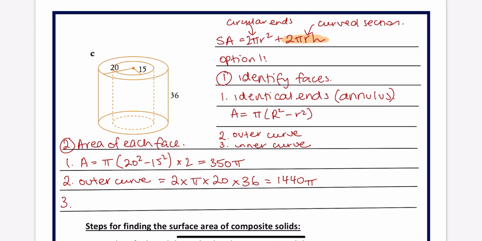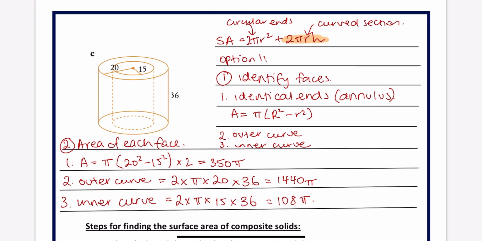Okay, our last one is our inner curve, and we're going to do the same thing. It's going to be 2 times pi times our inner radius, which is the one from the middle going to the smaller part, 15, times 36. Leaving it in exact form again, we're going to do 2 times 15 times 36, and that is 1080 pi.